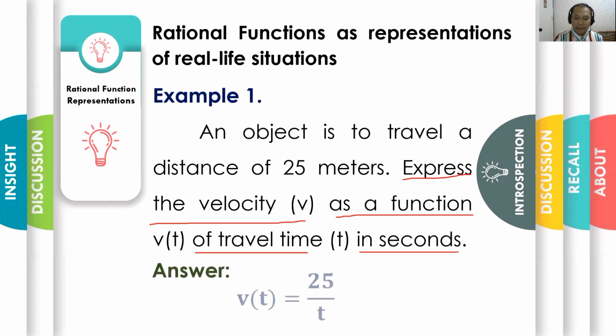Therefore, we do have v in terms of t, which is the time. V is the velocity, is equal to the distance traveled by an object all over t, which is time. Now, therefore, we do have v of t is equal to 25 all over t, where v of t is the velocity as a function of travel time in seconds.